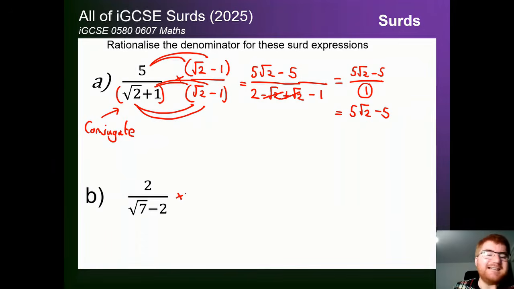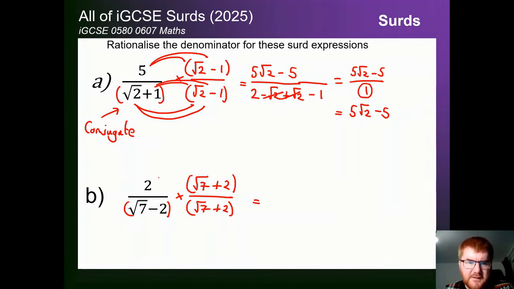This question works in exactly the same way. Now notice we took negative because we have positive here. Here we do it the other way round. So we multiply by root 7 plus 2, top and bottom, working in exactly the same way. If you want to think of it like brackets, that helps you with the multiplying, by all means please do. 2 times root 7, that gives us 2 root 7. And then 2 times 2 is equal to 4.